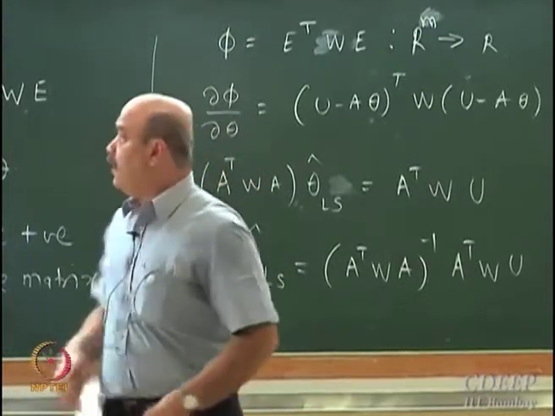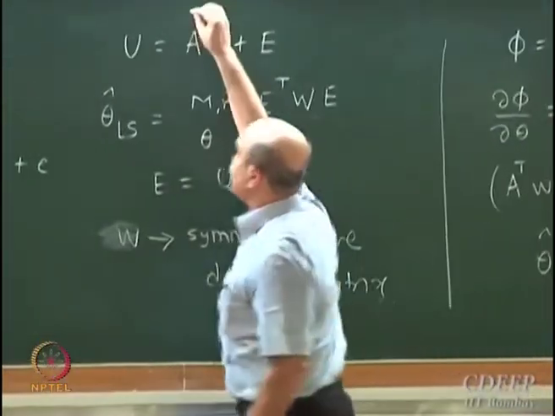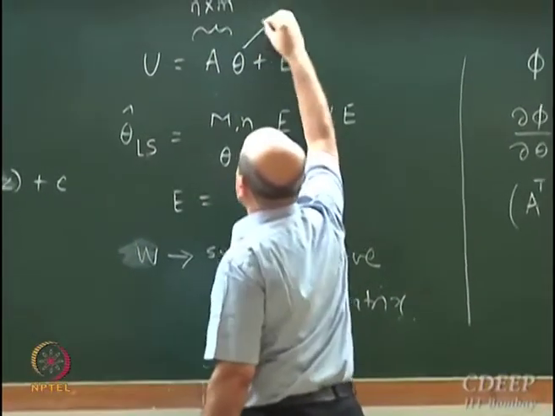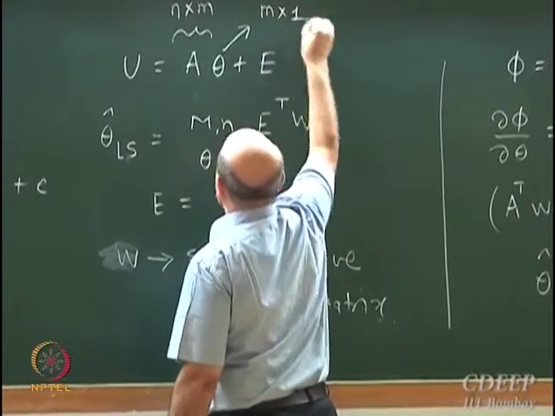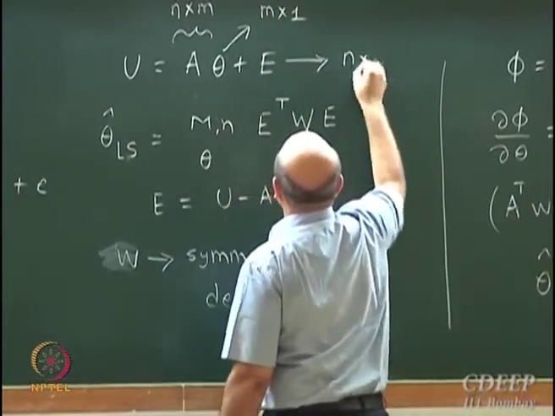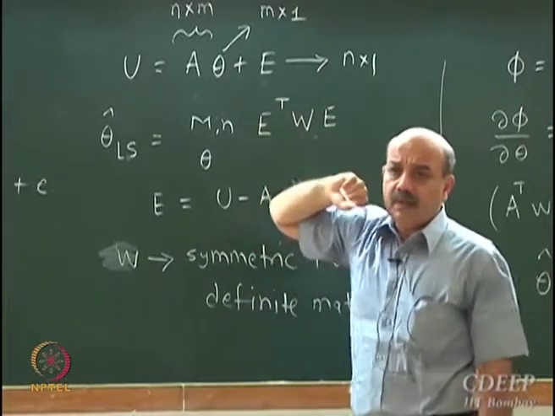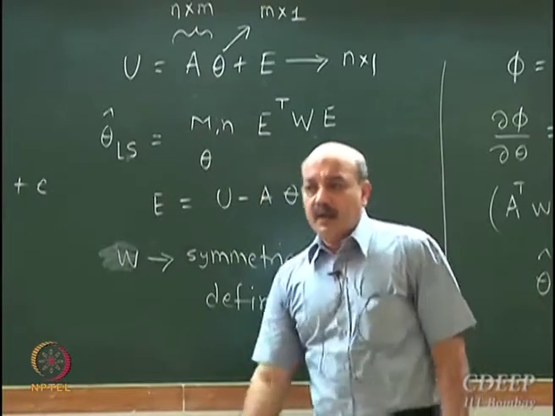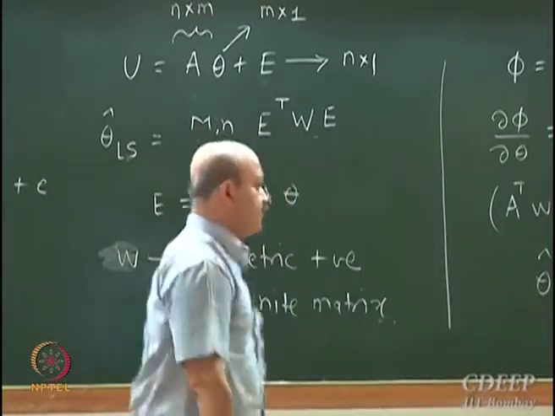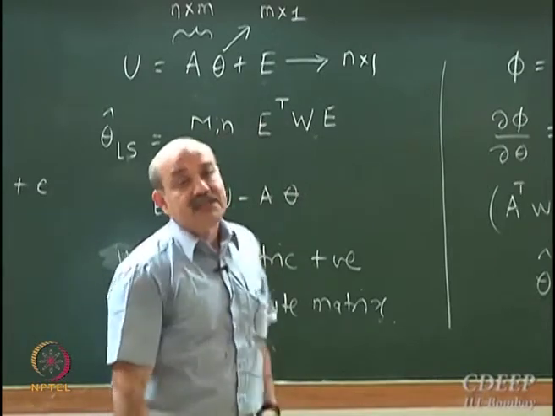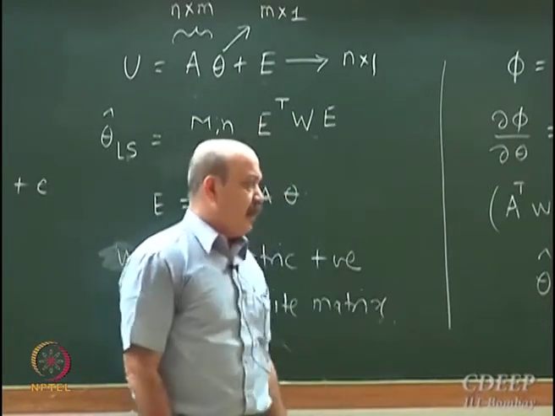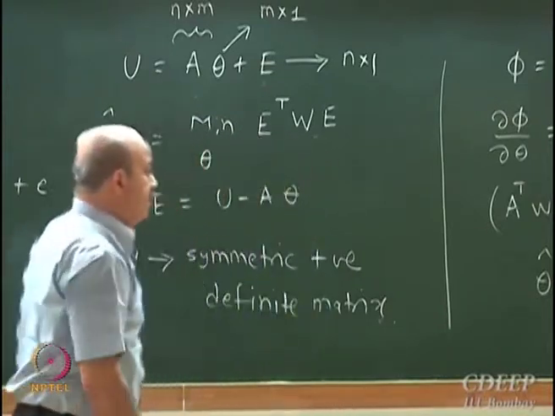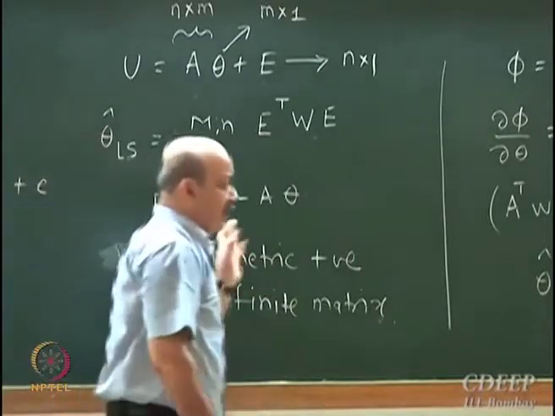Okay, remember here A is a non-square matrix, an n cross m matrix, theta is an m cross 1 vector, and E is an n cross 1 vector. So this is a non-square matrix, and then we talked about its pseudo inverse. Pseudo inverse is defined by (A transpose A) inverse A transpose. Okay, so far so good. So we have this derivation.